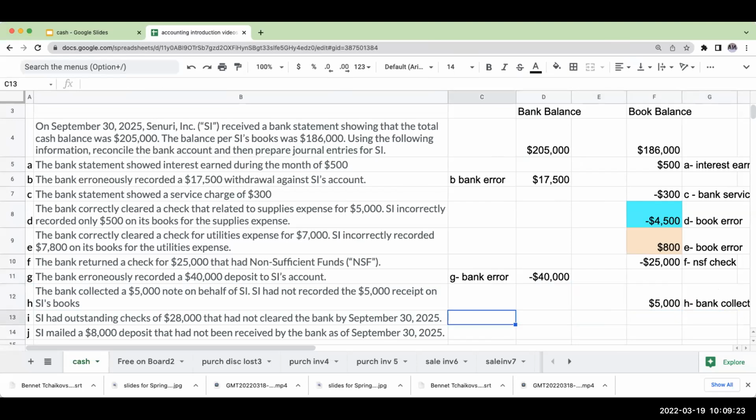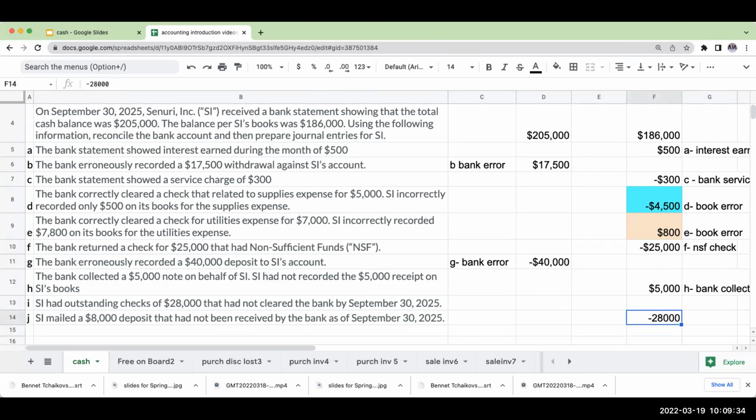Okay. Letter I. Basically over here, we had outstanding checks, meaning I've shown checks written over here of 28,000. To make my bank and book balance, or my adjusted balances, work, if I took it over here and it was legitimate, I'm going to have to deduct 28,000 over here for outstanding checks. Okay. Letter J, I showed 8,000 over here as a deposit, but it had not yet been received by the bank. So to make my bank balance equal my book balance, I'm going to have to add this over here as a deposit in transit.